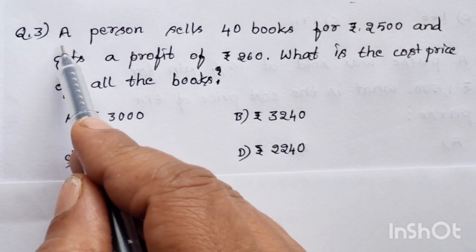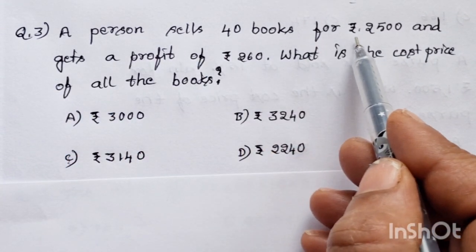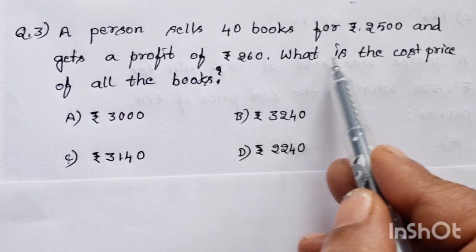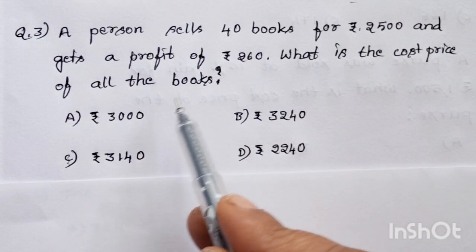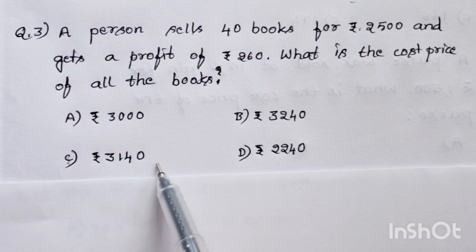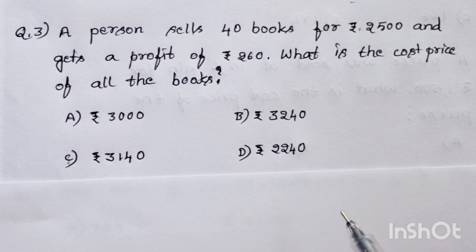Question number 3. A person sells 40 books for rupees 2500 and gets a profit of rupees 260. What is the cost price of all the books? Options 3000, 3240, 3140 and 2240.